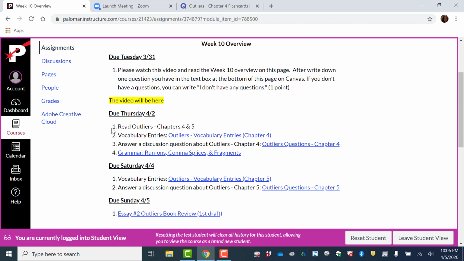For Thursday, we're going to focus on Chapter 4 of Outliers, but I recommend by Thursday having read both chapters. You're going to do the vocabulary entries that we've been doing for a while now. So find 10 new words and make entries. In addition, you'll answer a discussion question from Outliers on a discussion board.